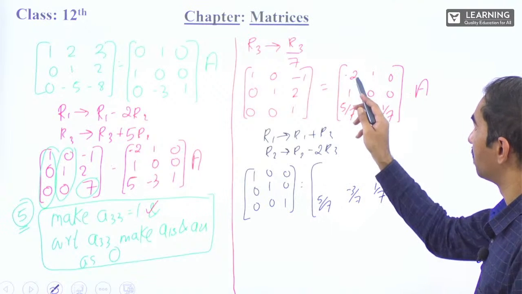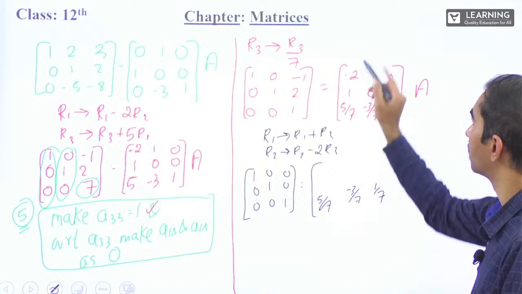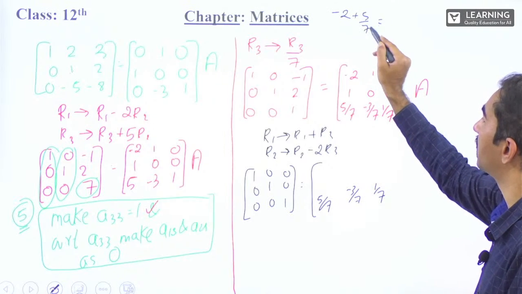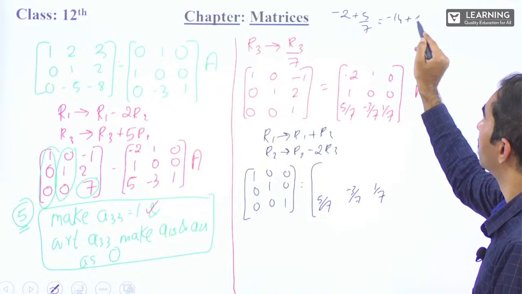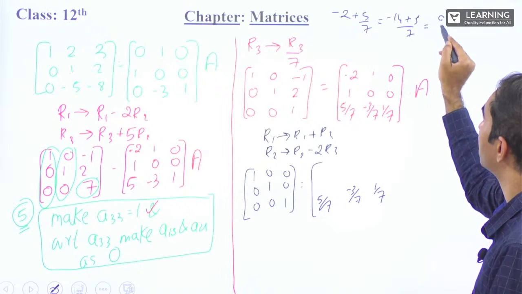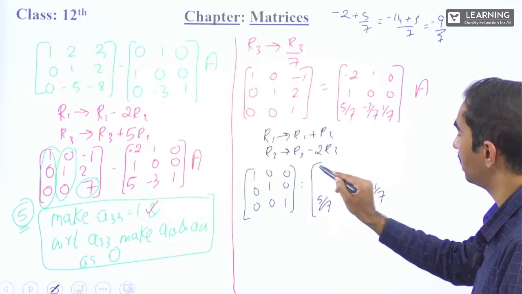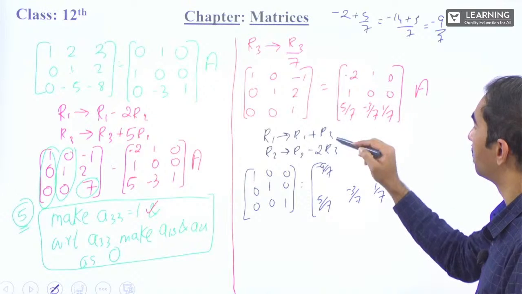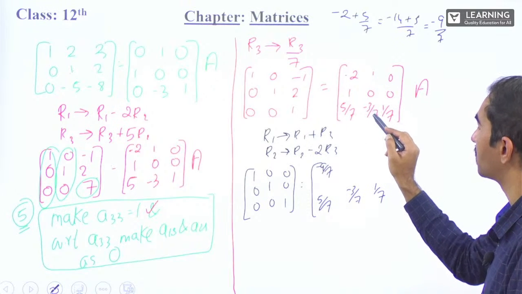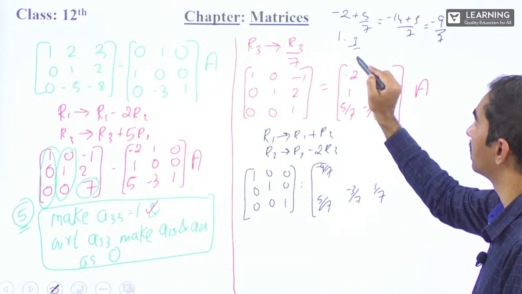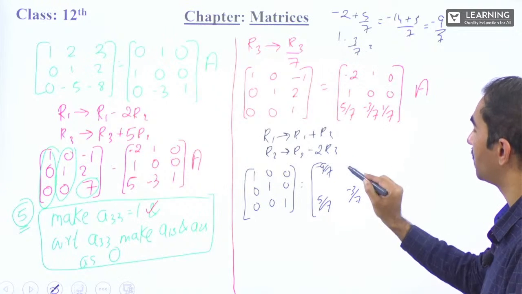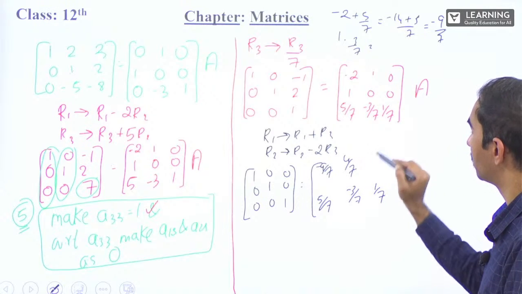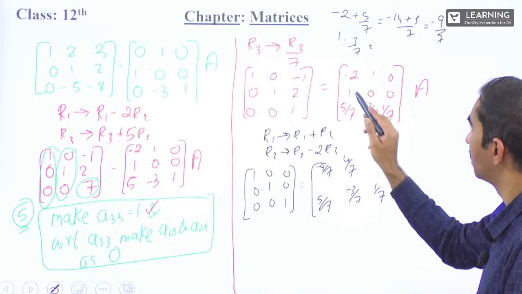R1 plus R3, minus 2 plus 5 by 7. So here we'll write minus 2 plus 5 by 7. So this will become minus 14 plus 5 by 7. Minus 14 plus 5 is nothing but minus 9 by 7. Here we'll write minus 9 by 7. Next, 1 plus of minus 3 by 7, so that will become 1 minus 3 by 7. So what is 1 minus 3 by 7? 4 by 7. Next, 0, so this will become 1 by 7 as it is.